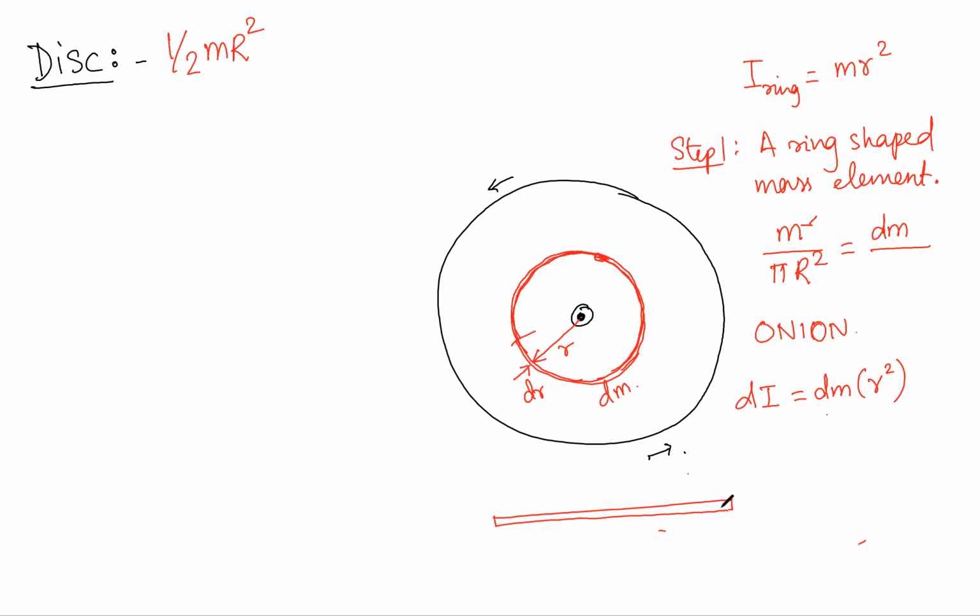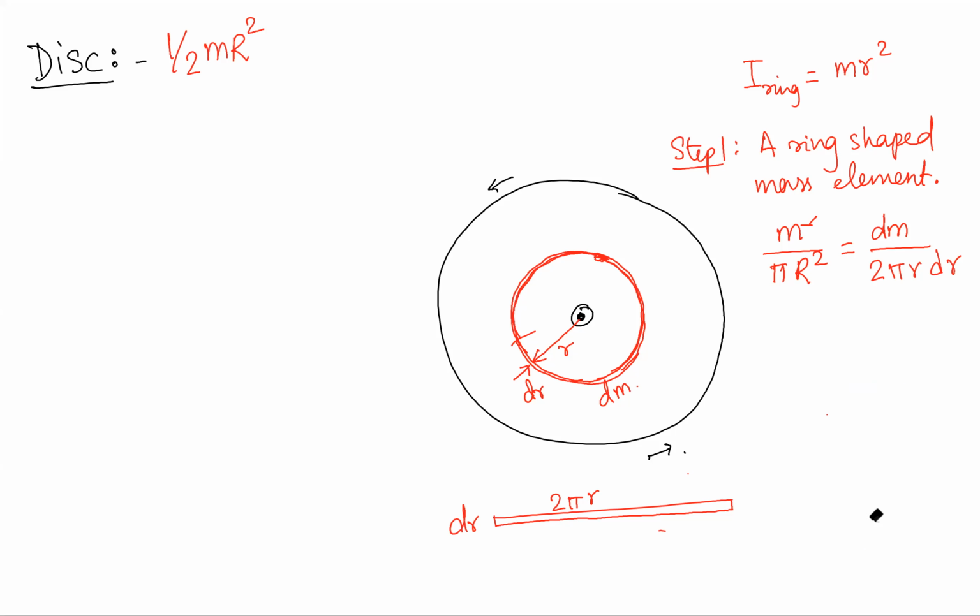You can do it with an onion. So I told you, think of an onion. So this is dr. The thickness is dr, and the length is how much? 2 pi r. So what is the area? 2 pi r dr. ठीक है. Now that I've suggested an onion so many times, इसको हटा देते हैं यहाँ से. Let's first complete our first step.